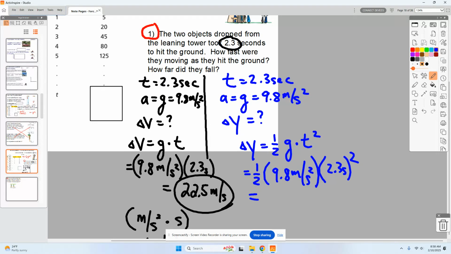When I have to do a square there, I'm going to take that 2.3 and square it first. 2.3 squared is 5.29. I'm going to multiply that by 9.8, and then divide that by 2, and I get 25.9. When I look at those units, I see meters per second squared multiplied by a quantity of seconds squared, and so that reduces to just 25.9 meters. So the distance that those objects would have fallen is about 25.9 meters, traveling at about 22.5 meters per second.